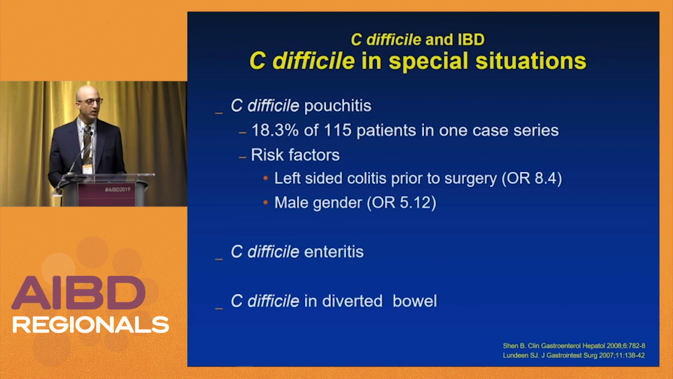In some special populations, so C. diff can occur in a J pouch. So if you have a patient who's having recurrent pouchitis that's not responding to traditional antibiotics or biologic therapy, it's worth checking for C. diff and treating C. diff if it's positive. You can also detect C. diff in ostomy, so patients have C. diff enteritis, as well as in a diverted bowel. It's debatable whether those are active infections or carriers, and treatment should really be based on the individual patient and their symptoms and clinical findings.